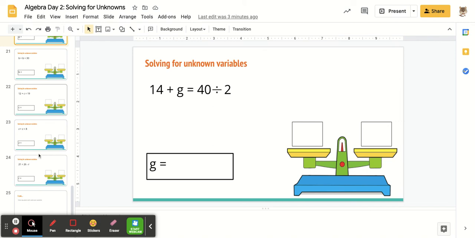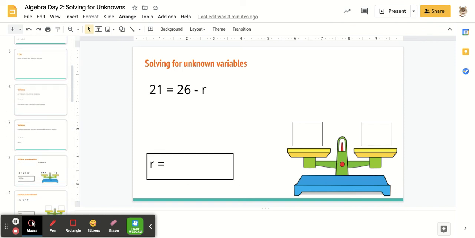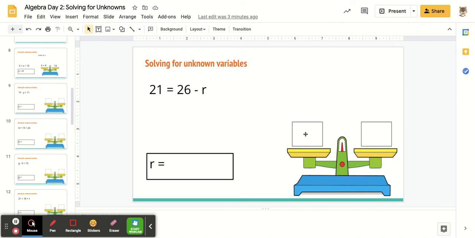So as you work through these equations, these unknown variables, the mystery X, and in this case mystery R, S, T, and every other letter under the sun, you can use the scale if you'd like to put your numbers here and balance it before you write in what you solve for R beside. Okay, good luck with that.